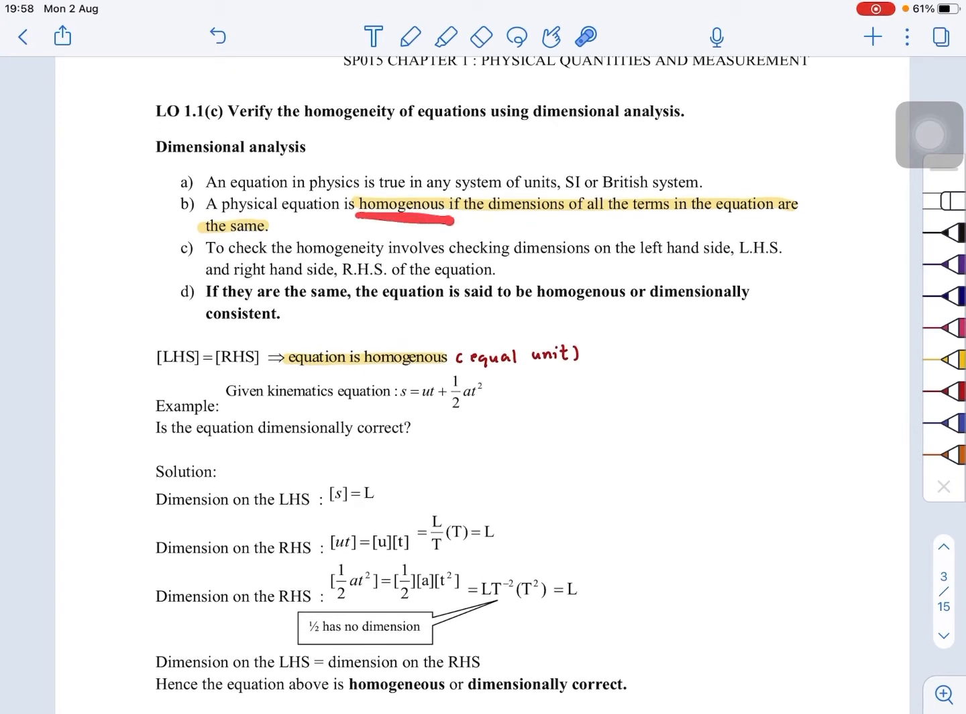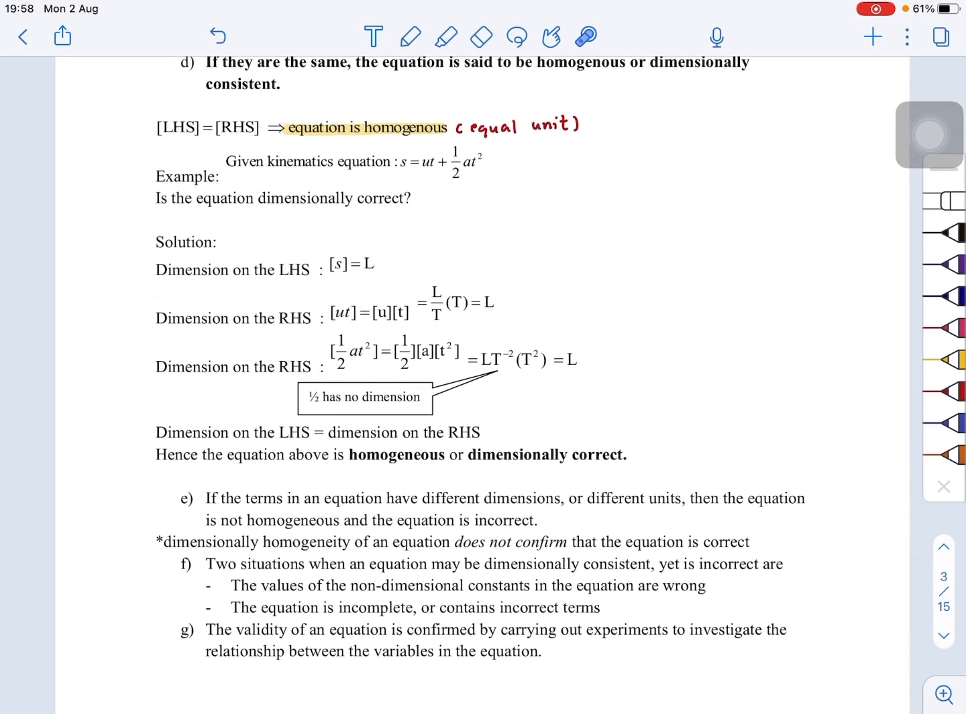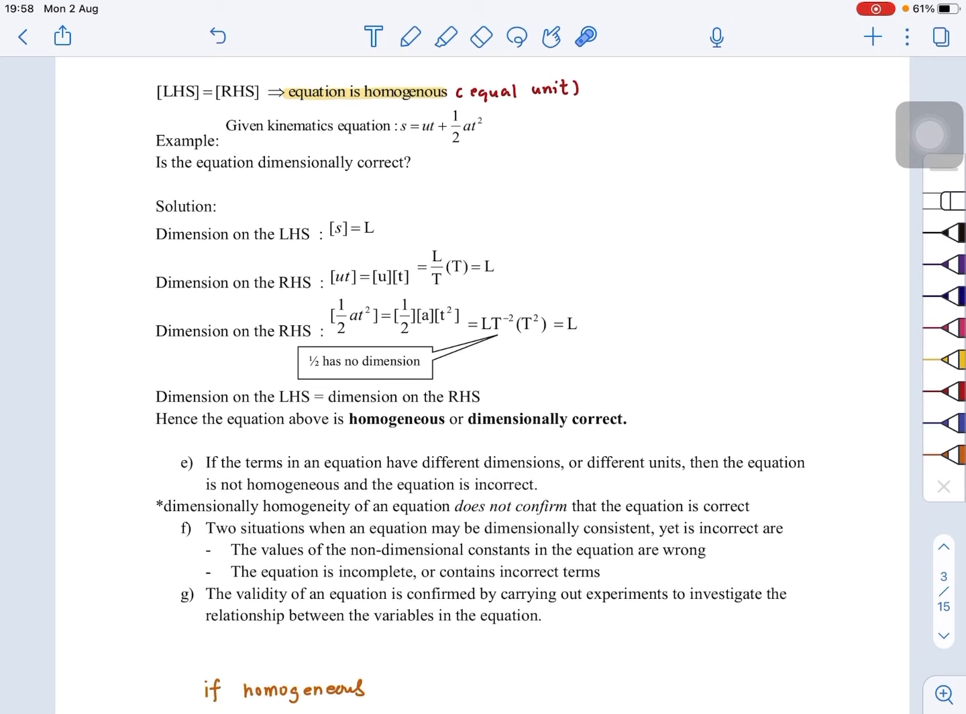Okay, so homogeneous atau tidak, we usually look at equation. So kalau cakap equation ni maksudnya dia akan ada left hand side dan right hand side. Okay, so basically homogeneous ni senang cerita dia adalah mempunyai equal unit. So homogeneous meaning that equal unit. Okay, so all dimension dia adalah sama. Okay, so we look at the example here.